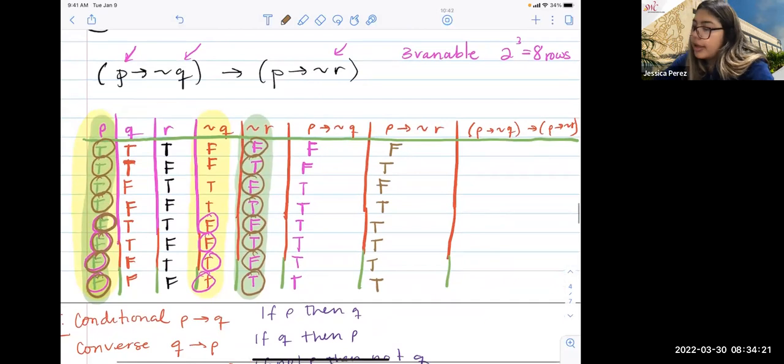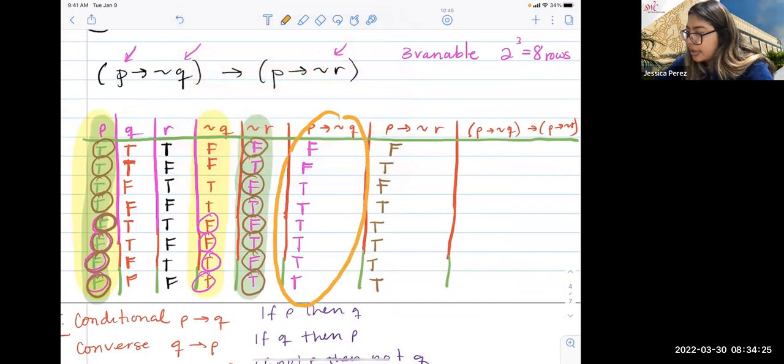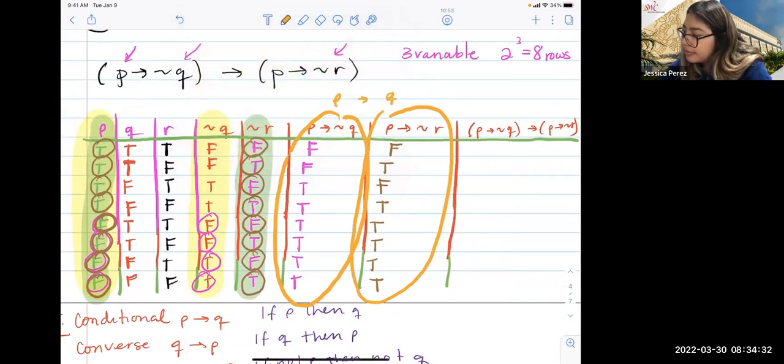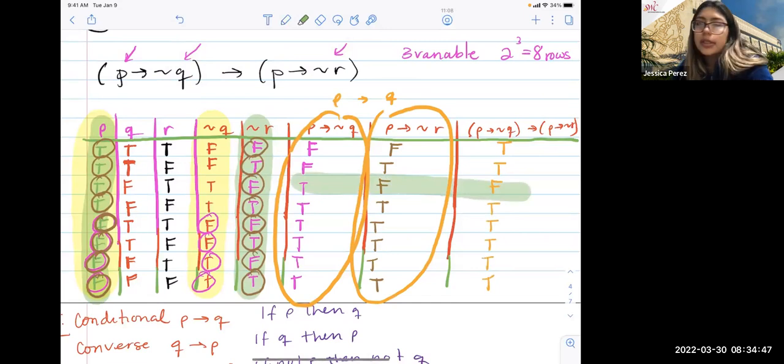Now, finally, I'm going to look at these two, and I'm going to do an implication. So FF, that's a true. FT, that's a T. TF, that's an F. TT, that's a T. A T, a T, a T, and a T. Because the only one that has a TF, that's the only one that's going to give me a false, because I'm doing an implication.